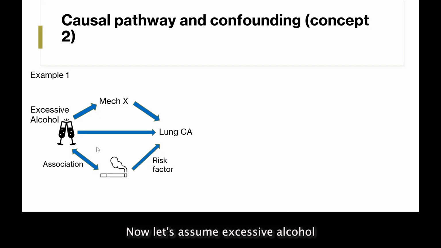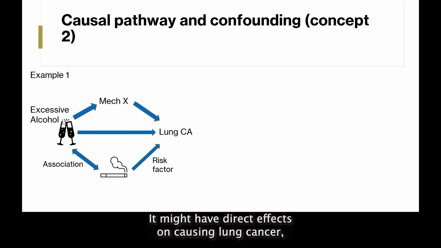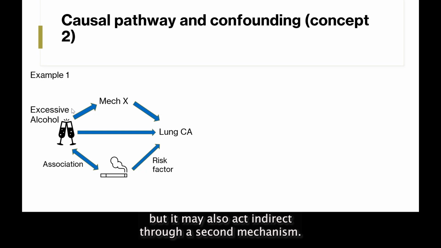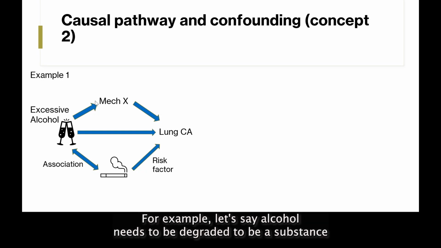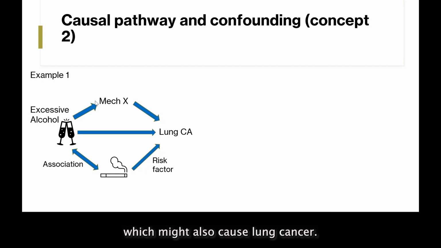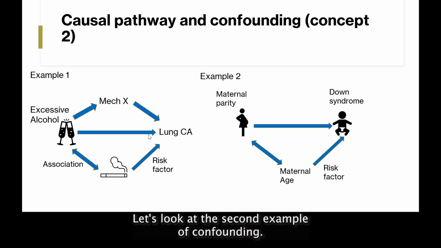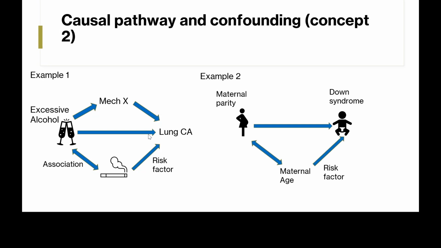Now let's assume excessive alcohol intake leads directly to lung cancer. It might have direct effects on causing lung cancer, but it might also act indirectly through a second mechanism. For example, let's say alcohol needs to be degraded to a substance, which might also cause lung cancer. Let's look at the second example of confounding.